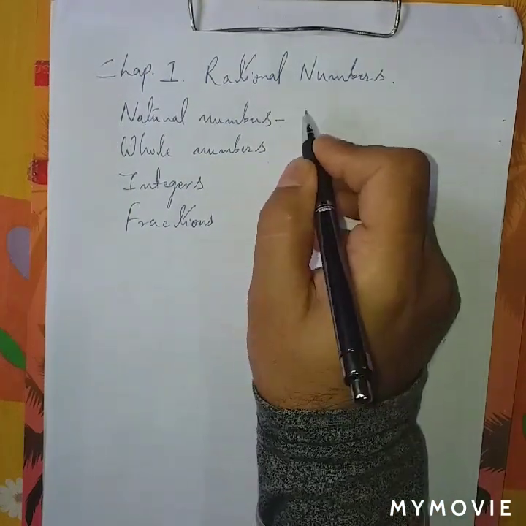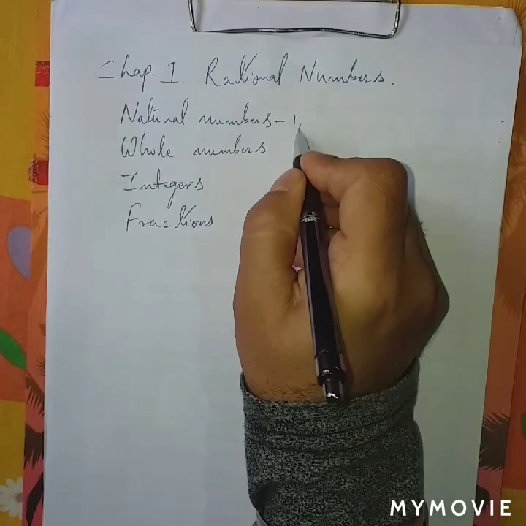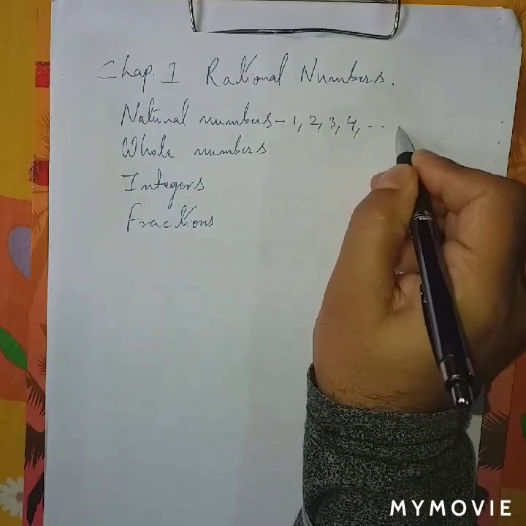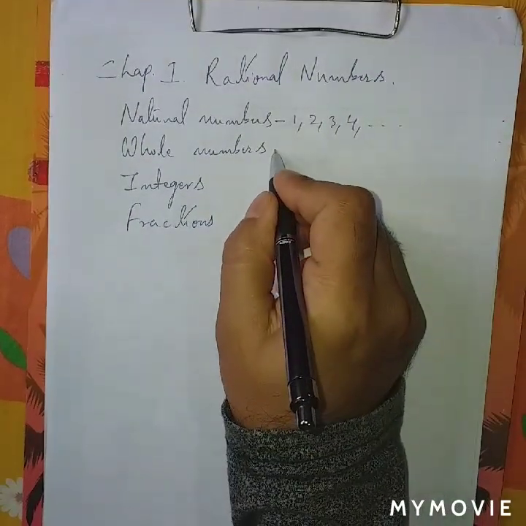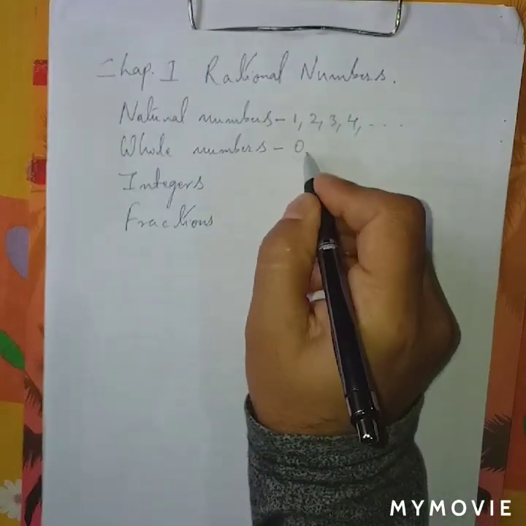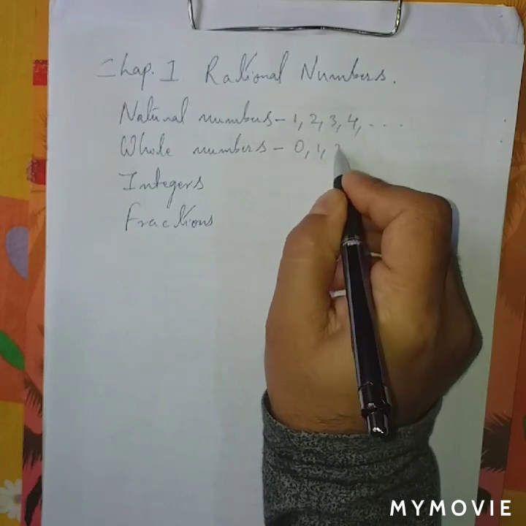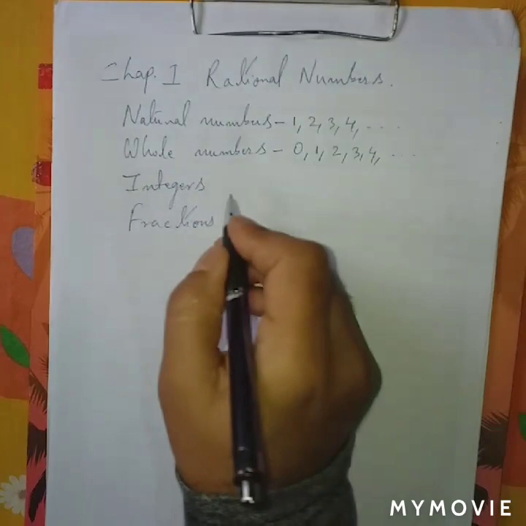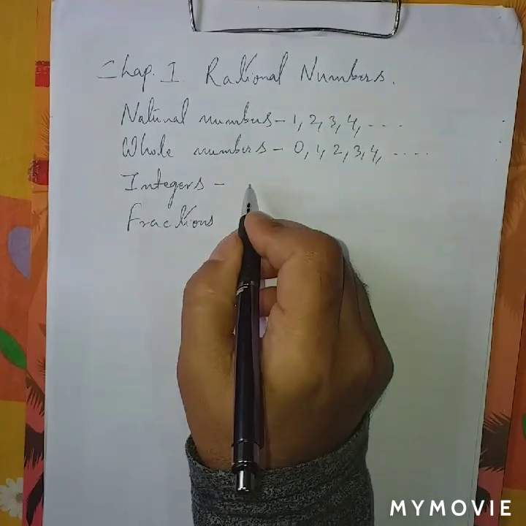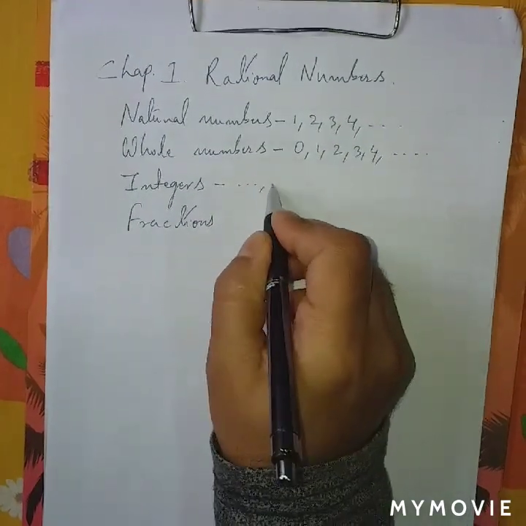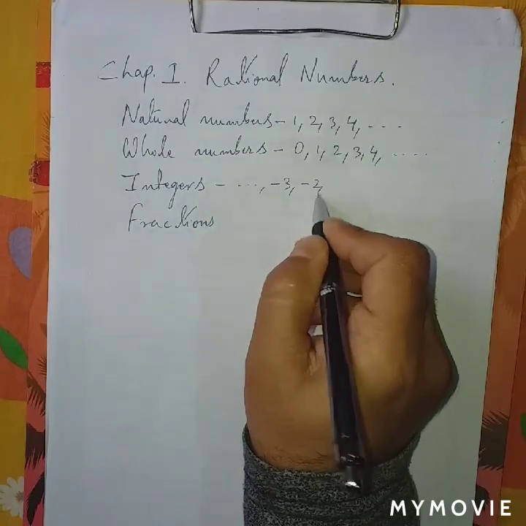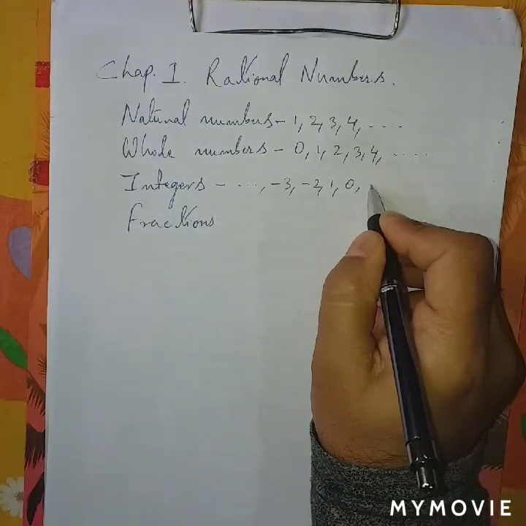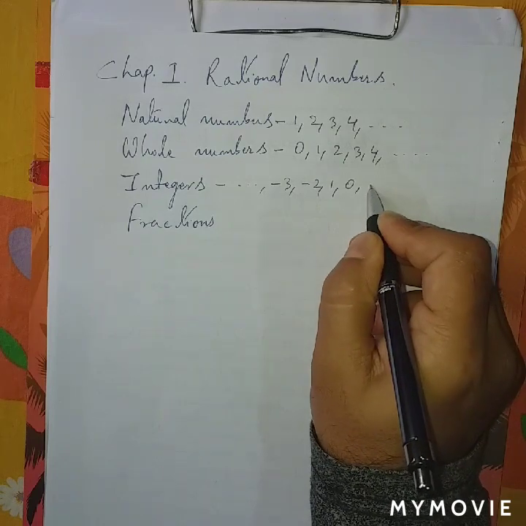Natural numbers are counting numbers starting with 1, 2, 3, 4, and so on. Whole numbers include 0 and counting numbers 1, 2, 3, 4, and so on. Integers are all the negative numbers, 0, and all the positive numbers.